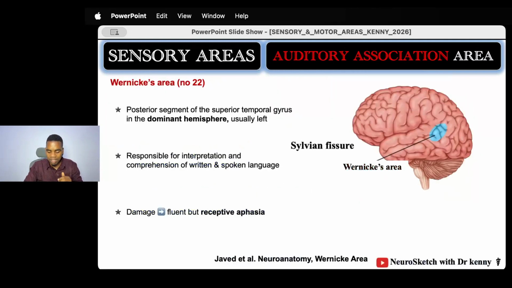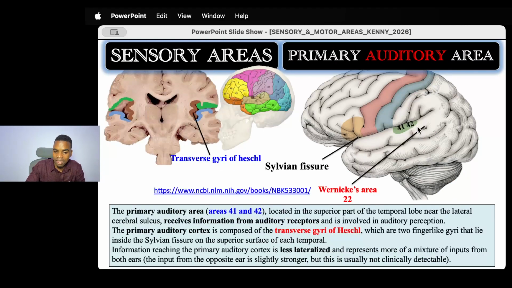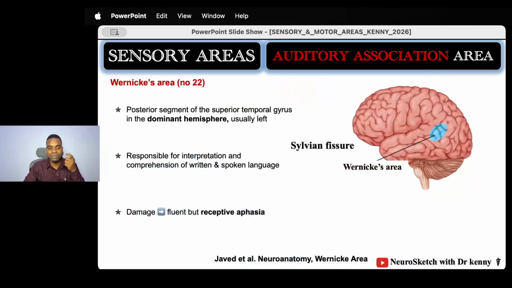But the auditory association area, which is this region over here that I haven't talked about yet, is called Wernicke's area. It's Wernicke's because this guy was German, and in Germany, W is V. It is Brodmann area number 22. I haven't talked about it yet, but I am about to. This Brodmann area number 22, which is Wernicke's area, is the auditory association area. This one deals with interpreting the auditory information.